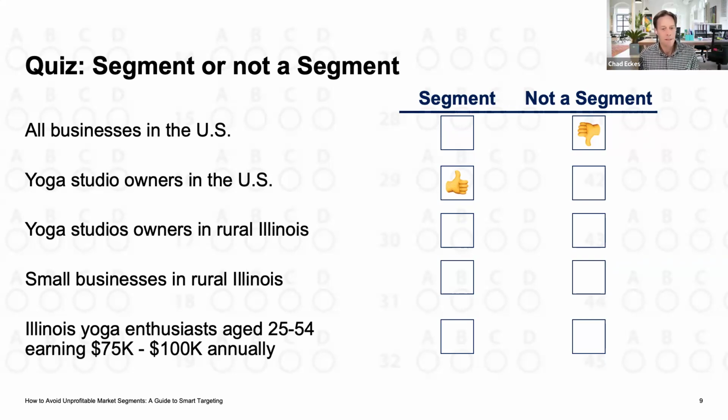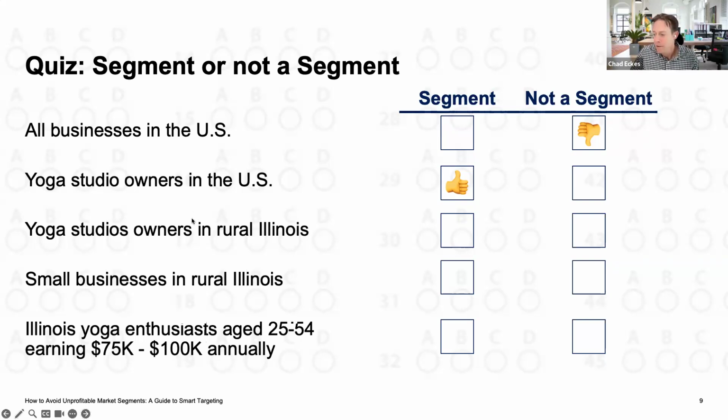I happen to know a business that is targeting yoga studio owners in the US. There's about 27,000 of them, and they have already like 1,800 as customers. So for them, it's working. For some businesses, it might not be a tight enough segment. So totally agree. It can very much depend on what you're selling.